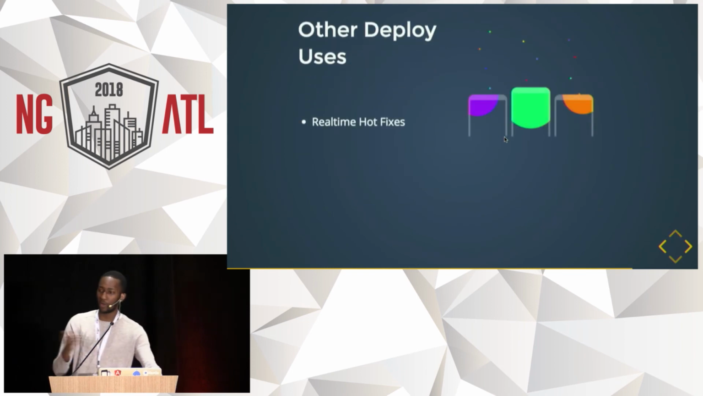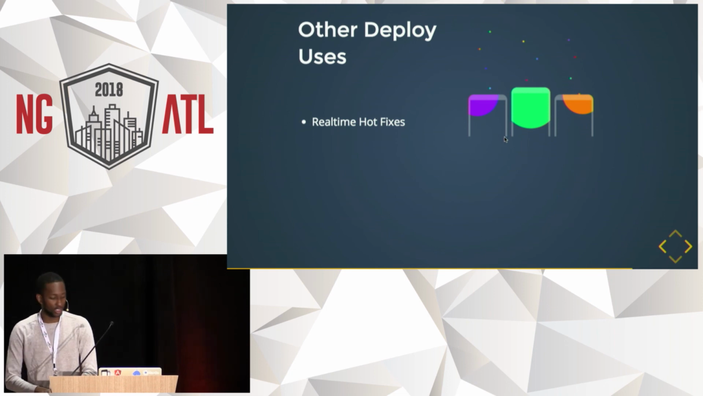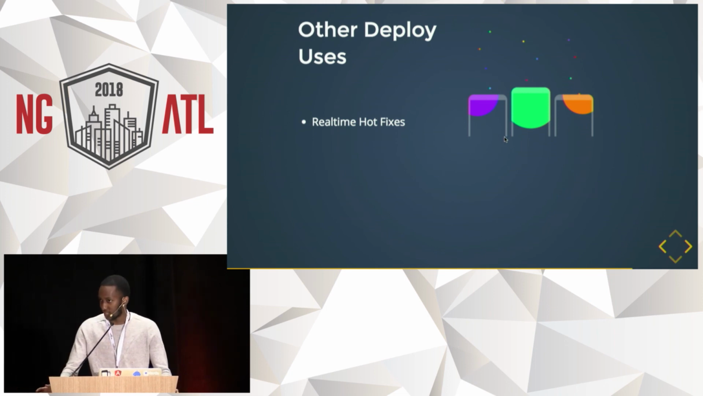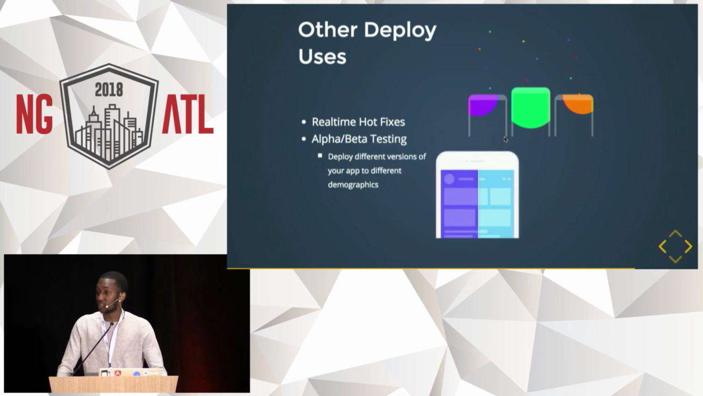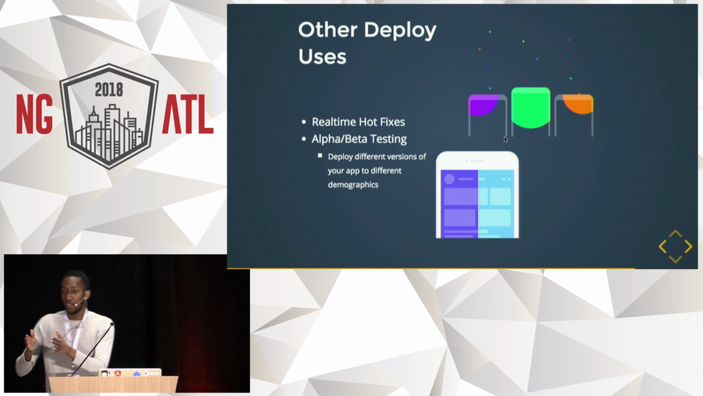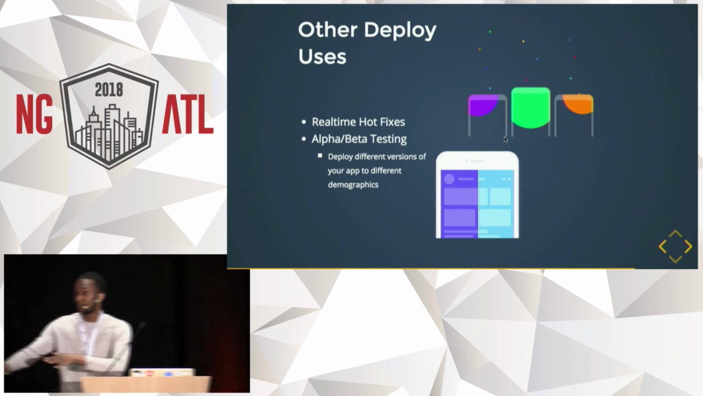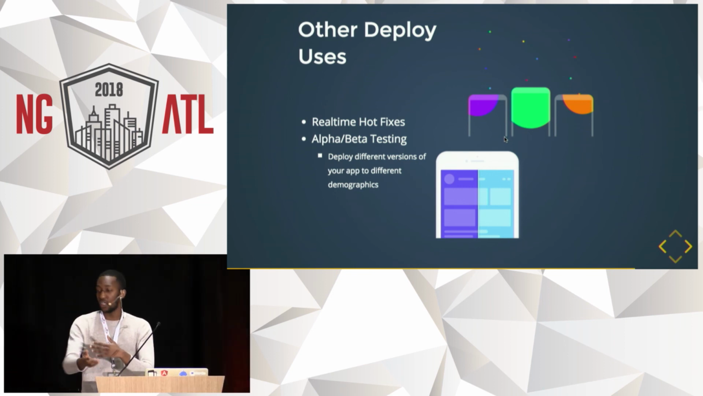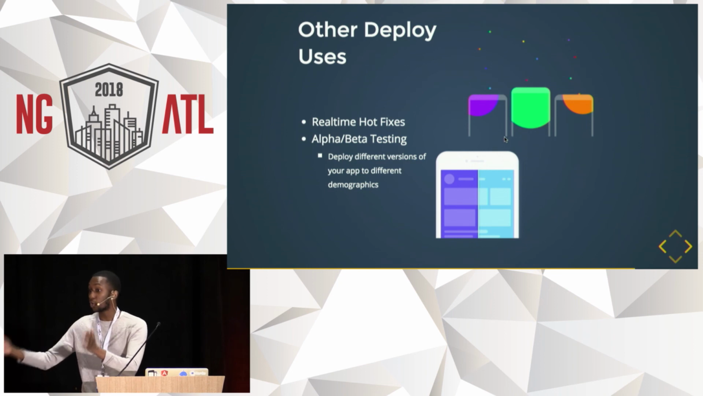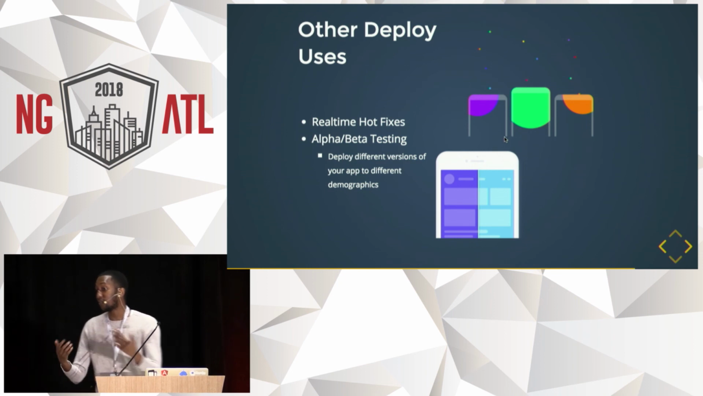Another thing I'm going to talk about while we wait for that is the other uses of deploy. So it's not only just to update your applications live. What about if you want to do things like real-time hotfixes that I already talked about, like an actual code error? Or you want to do alpha beta testing. Say you want to deploy different versions of your app to different demographics, maybe by different genders or different locations or cities. You want people to have different versions.